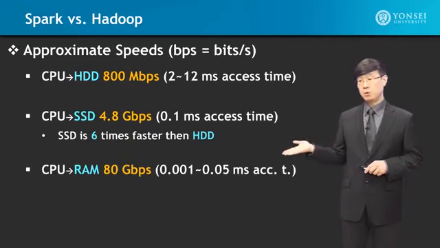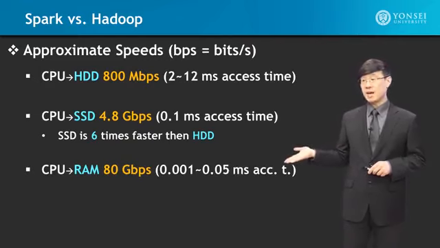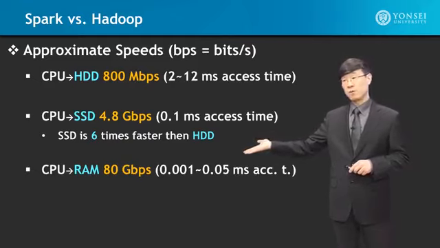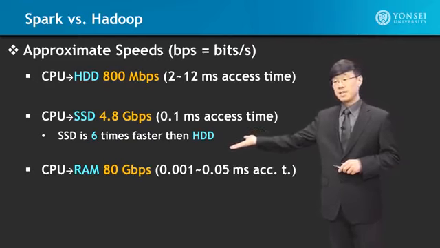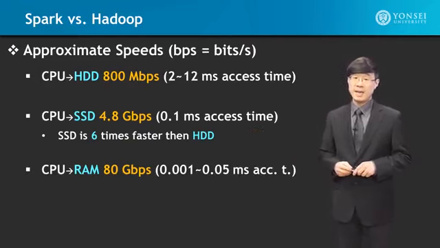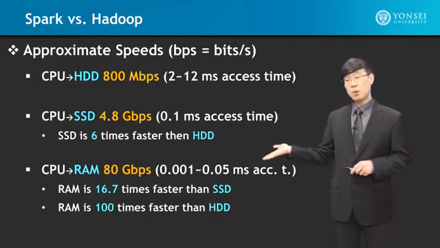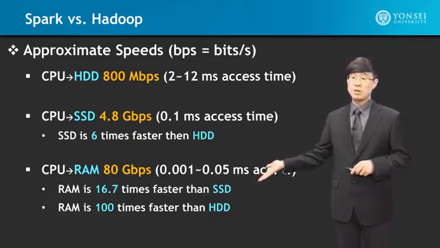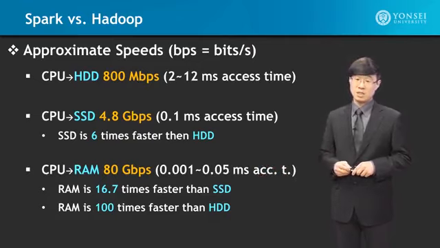Then from CPU to RAM, the access time will be 0.001 to 0.05 milliseconds, which is much smaller, and the data transfer rate will be 80 gigabits per second. This is 16.7 times faster than SSD and 100 times faster than HDD.